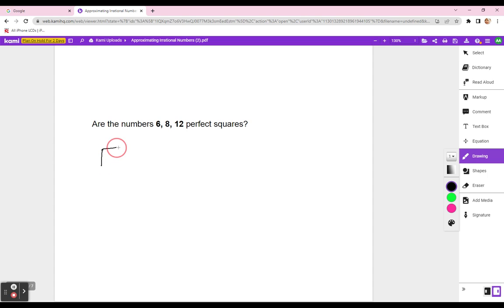So let's look at 6. Is that a perfect square? Well, if you said this side is 3 and this side is 3, which gives us a perfect square, but 3 times 3 is not 6. 3 times 3 is 9, so 6 is not a perfect square.